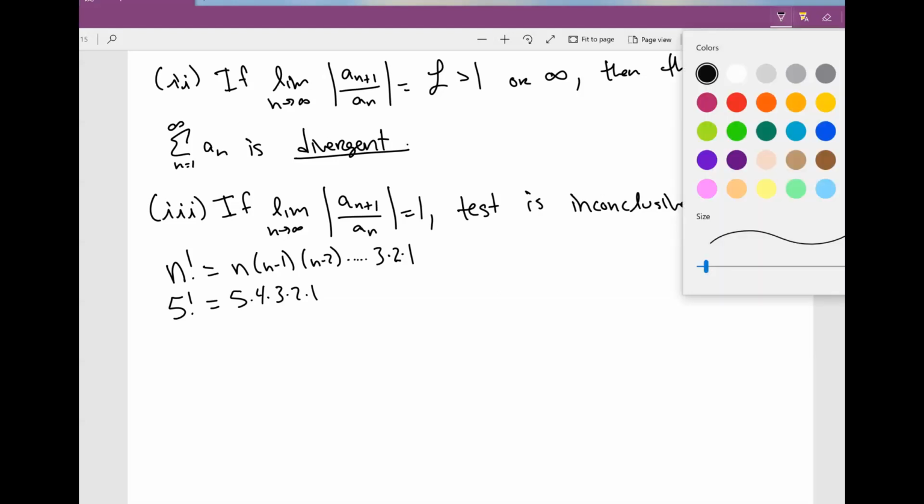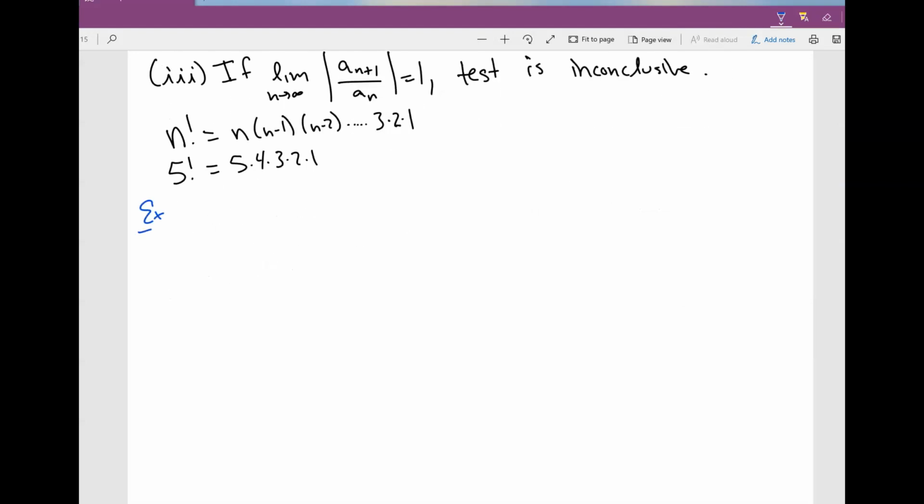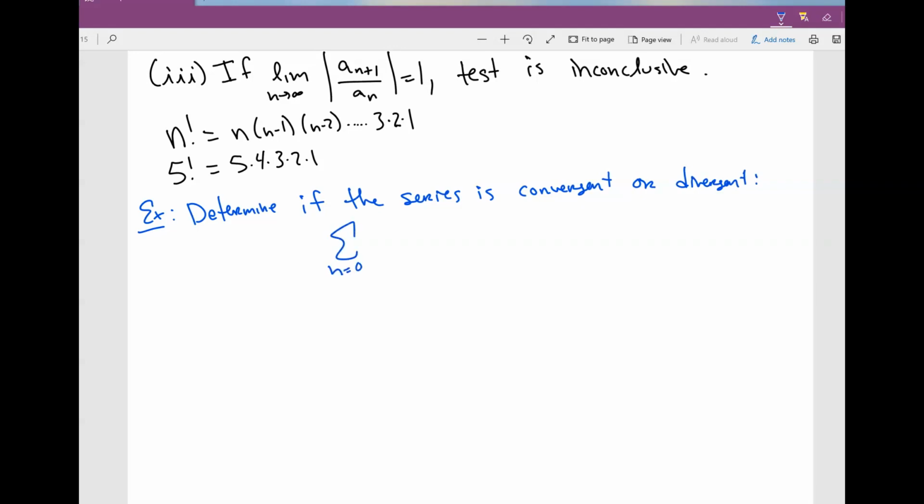So let me do one example of this. Determine if the series is convergent or divergent. Okay, so that's what you want to be able to do. The series is the sum from n equals 0 to infinity of n factorial over 5 to the power of n.